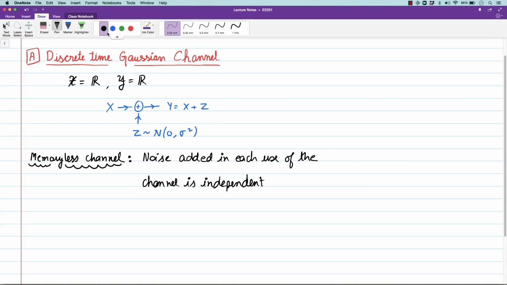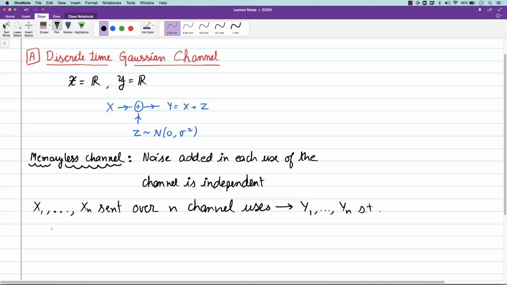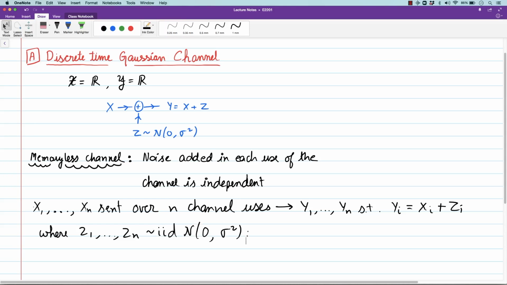Therefore, if you use the channel n times, suppose you send x1 to xn over n channel uses, they yield y1 to yn, such that each yi is xi plus zi, where z1 to zn are independent and identically distributed Gaussians with mean 0 and variance sigma square. That's what this channel is.